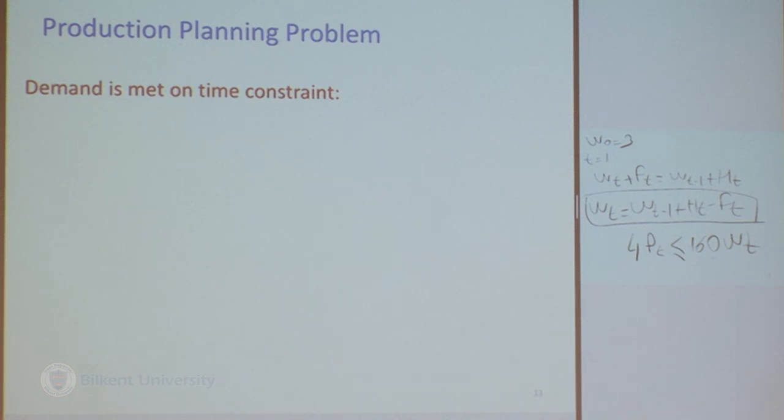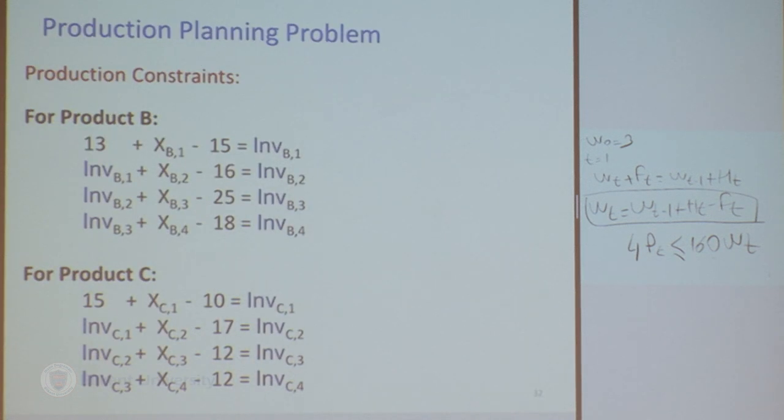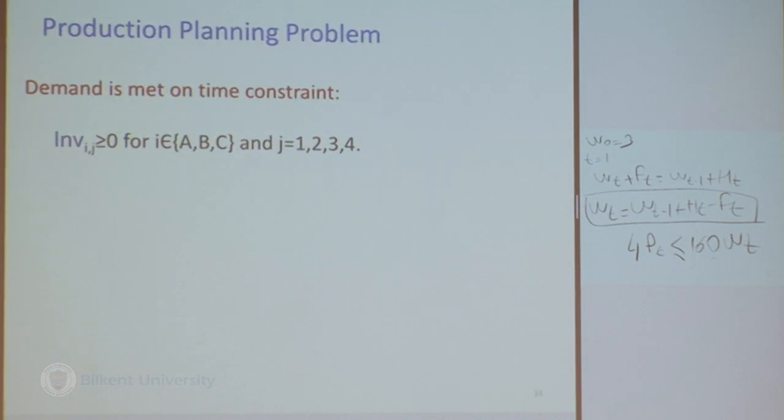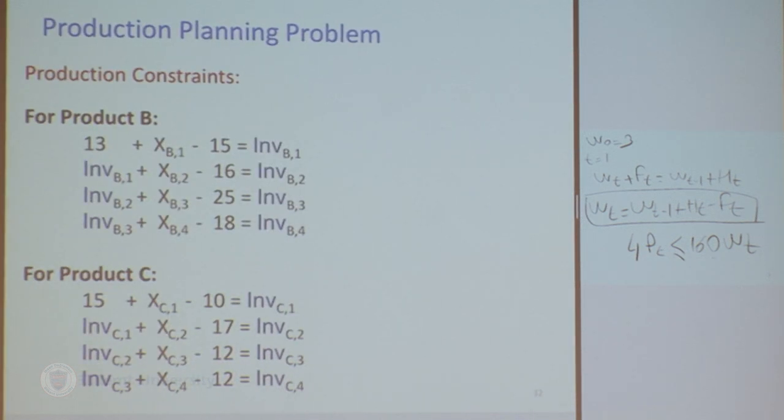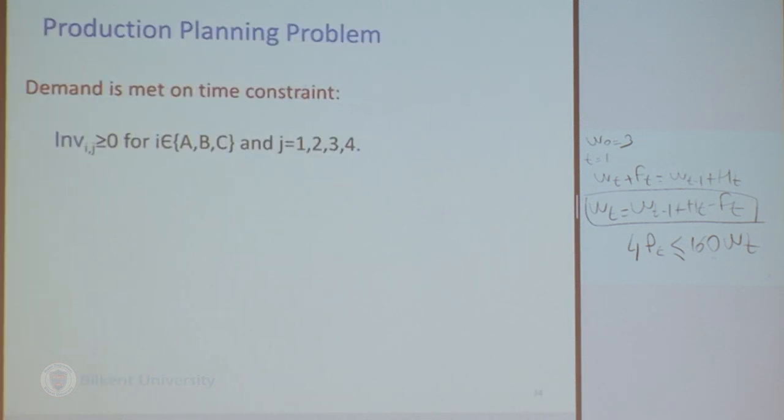Now, it says no shortages. How can we do this? I have written the production balance constraint anyway. What makes sure that I don't have any shortages? I satisfy the demand every time. Yes, if I write that inventory can never be negative, then in these constraints I'm making sure that the demand is satisfied. Very good, thank you.